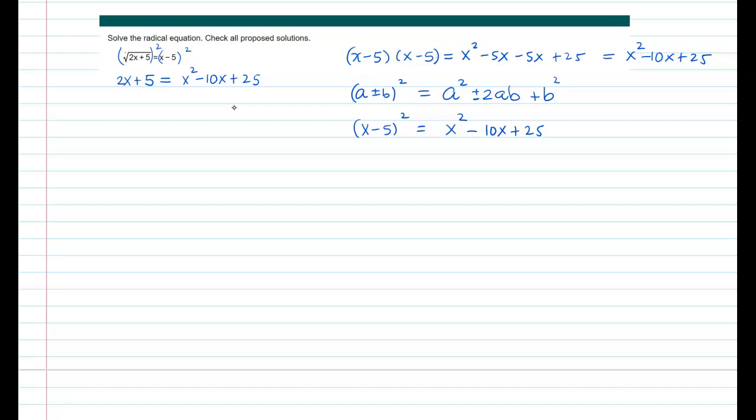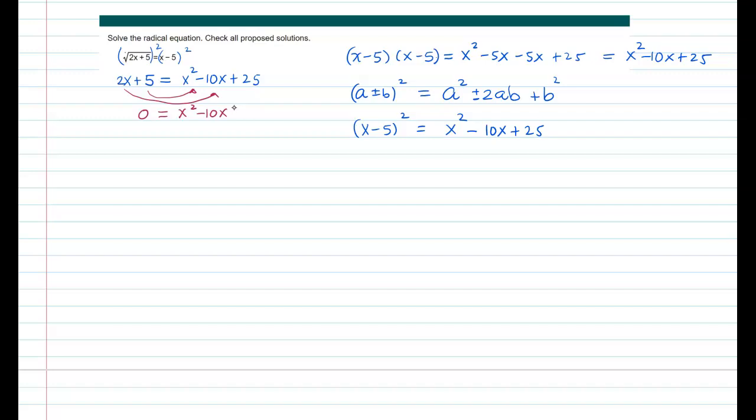So that means we need to move the 5 here to that side and the negative 2x to that side, so that we can have a 0 on this side of the equation. So x squared was not moved. You just have to copy that. And then negative 10x also is from this side.